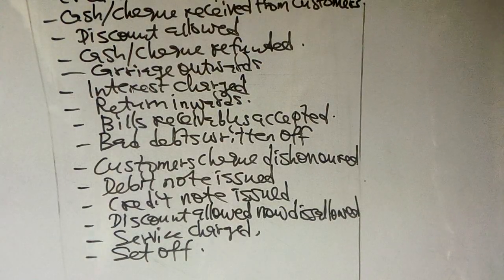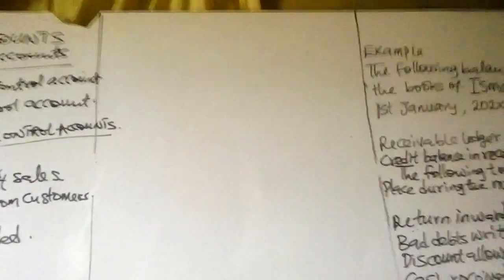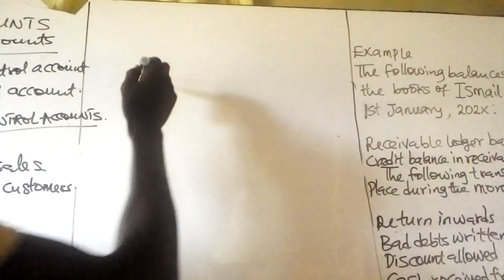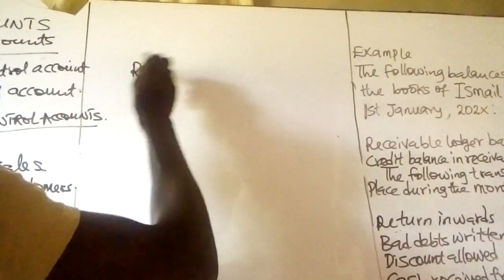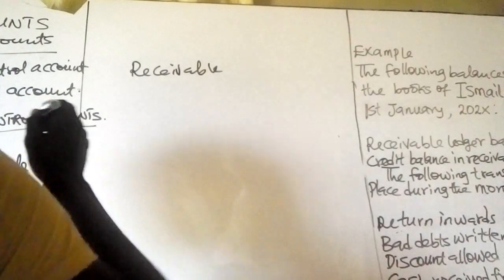Now, I want to talk about the format of the receivable ledger control account. Before I give you the format, I want you to take note of this. What are those items that will be recorded at the debit side? How do you know those items without memorizing them? And how do you know the items that will appear at the credit side of the receivable ledger control account without memorizing them? So now, your receivable ledger control account.